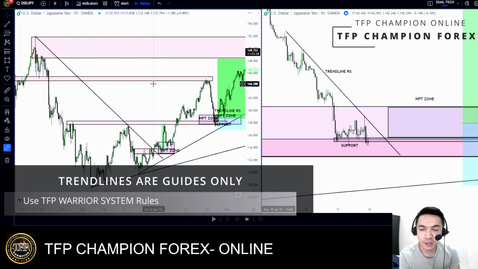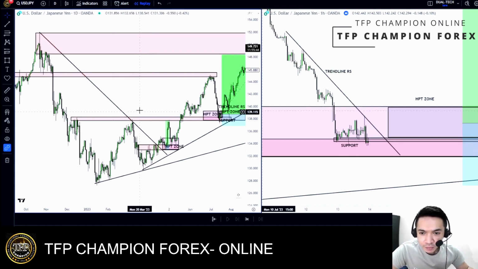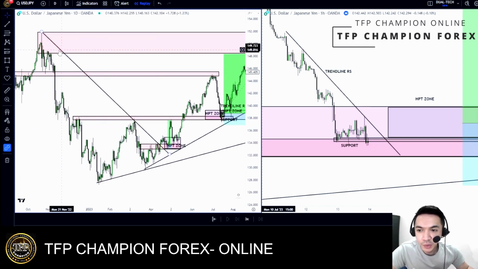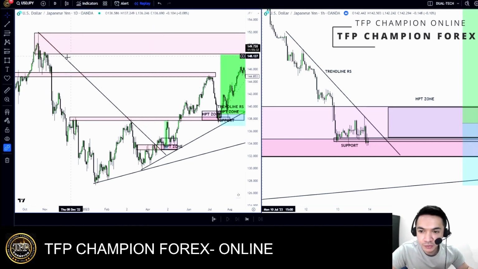And of course, alam naman natin, simply, we can use our TFP Warrior system para makapag-execute tayo ng trade since we have rules for confluences. Right? So, anong ginawa ko dito? Again, on a higher time frame, kita naman natin that the market went from a series of bearish moves and then consolidated for some few months. And of course, from that, I have used trend lines.